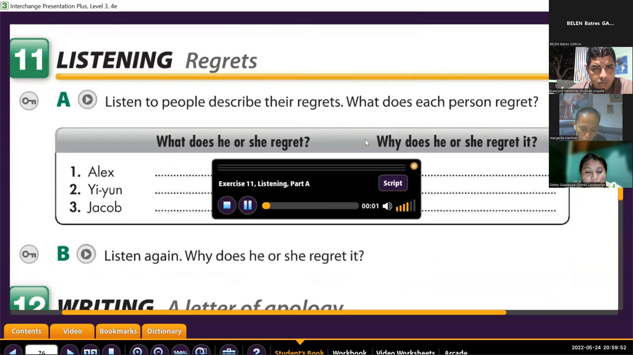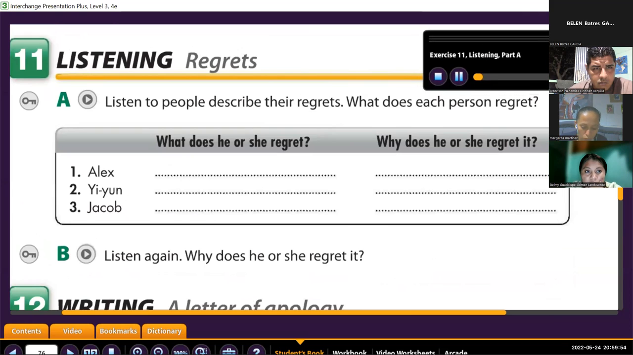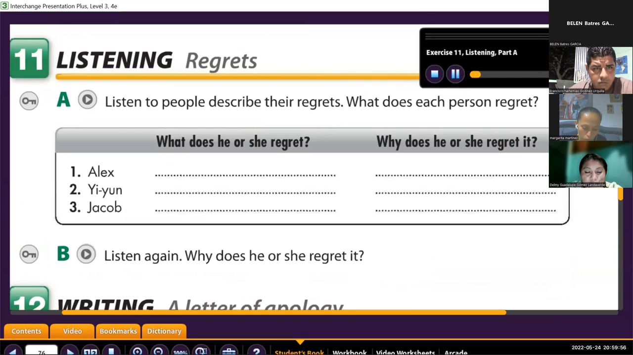Page 76, Exercise 11, Listening. Regrets. Part A. Listen to people describe their regrets. What does each person regret? 1. Alex. I should never have stopped exercising. It's the dumbest thing I've ever done. I've been trying to lose weight for the last year and a half, and it's really difficult.